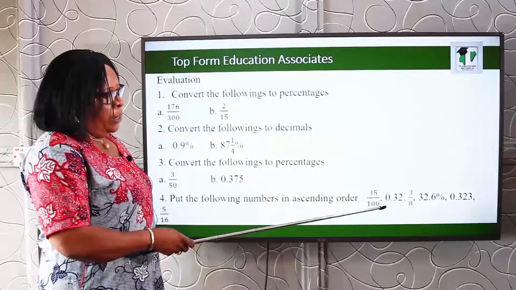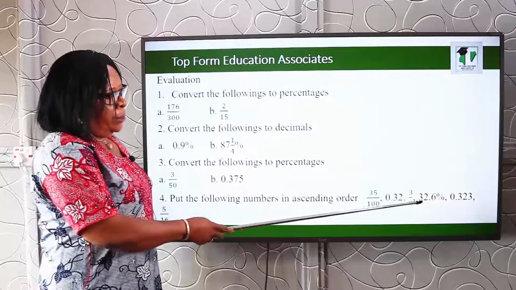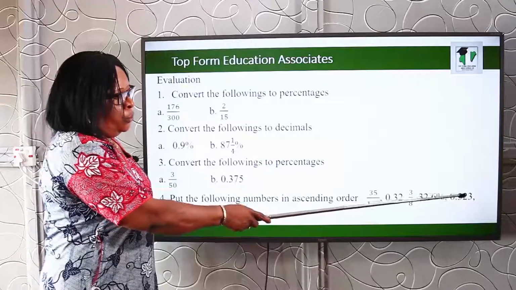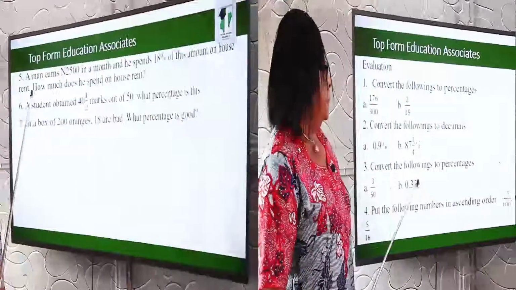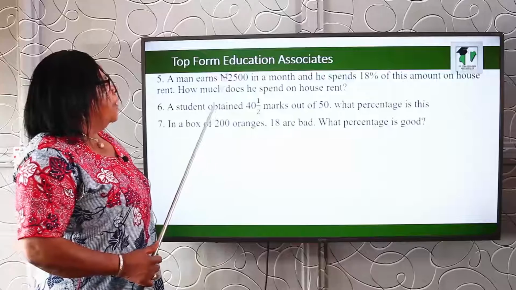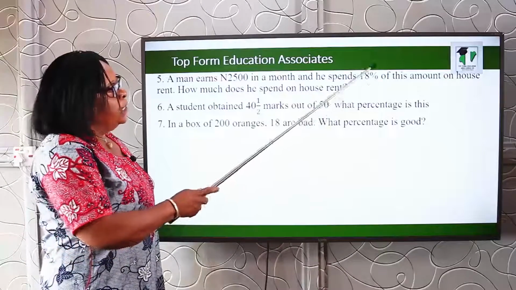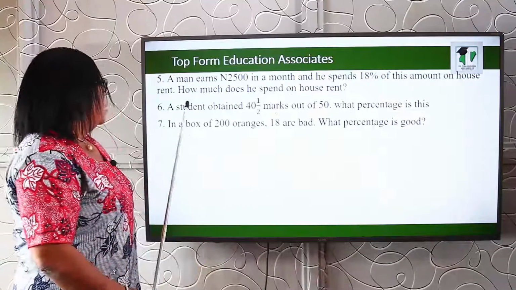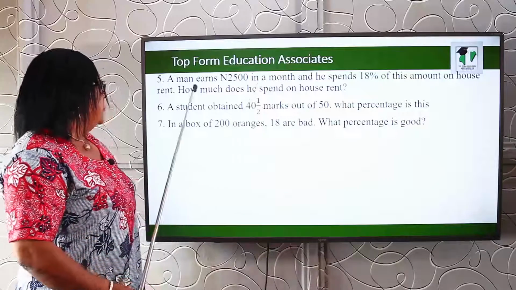35 over 100, 0.32, 3 over 8, 32.6%, 0.323, and 5 over 16. Number 5, a man earns 2,500 naira in a month and he spends 18% of this amount on house rent. How much does he spend on house rent?